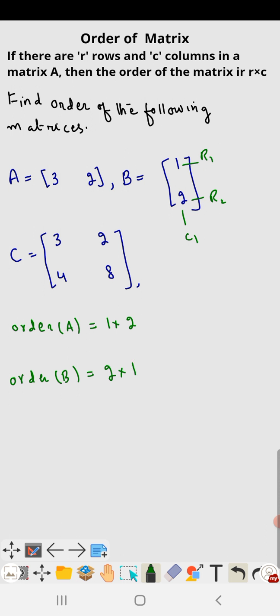Now consider matrix C. There are two rows in matrix C and two columns in matrix C. This is R1, this is R2 and this is C1 and this is C2. So order of matrix C is 2 by 2.